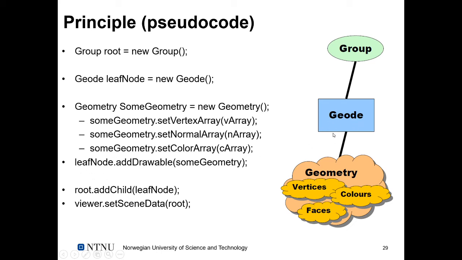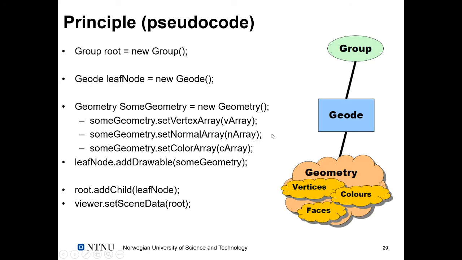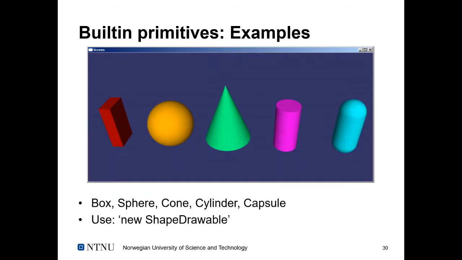So then you connect it in the way that is shown in this structure, right? And then at the end, you're basically adding this child to the root, and this is only one child now. It's the geode, which is named leaf node. So you basically add that geode to the group just using this simple command. And then at the end you basically set the viewer, and that you do by viewer.set scene data, and then you set the viewer to the root of this hierarchy.